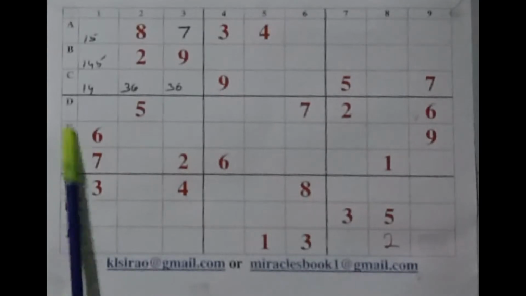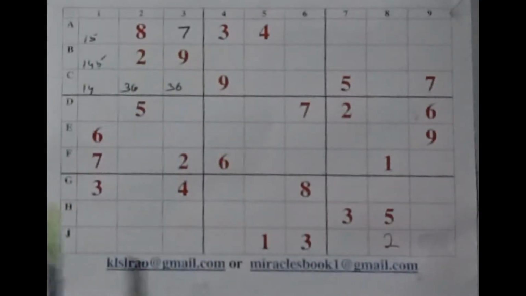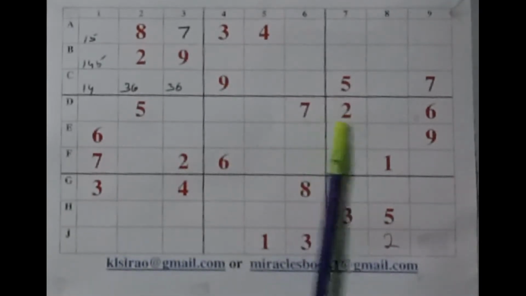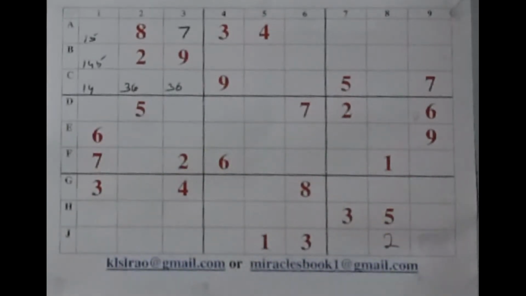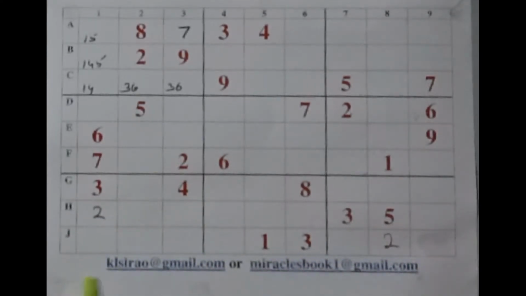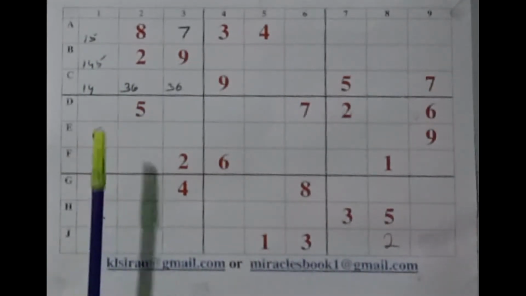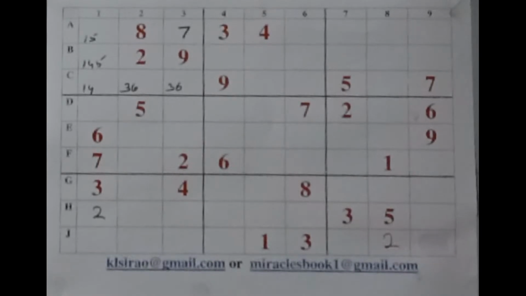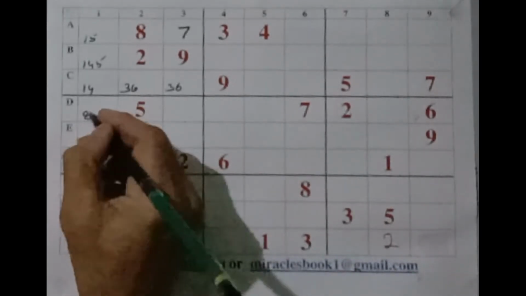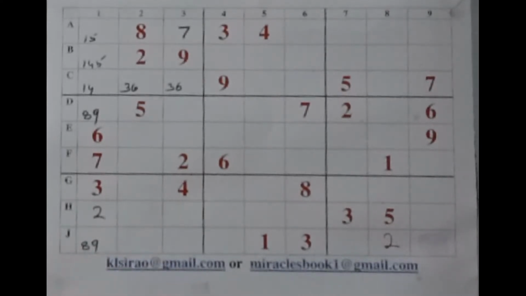Now look at the rest of this column. These three cells are clearly for 2, 8 and 9. We have a 2 there, we have a 2 here, that means this is the place for a 2. And we don't have an 8 or 9 here or here. Therefore, they form a pair and take these two cells. Let us write that. 8 and 9. And now, let us leave this strip for the time being.